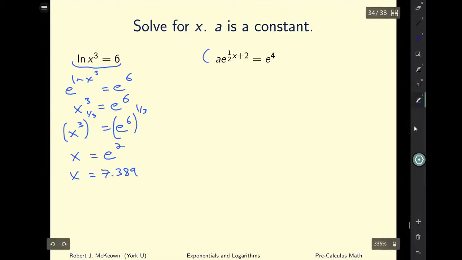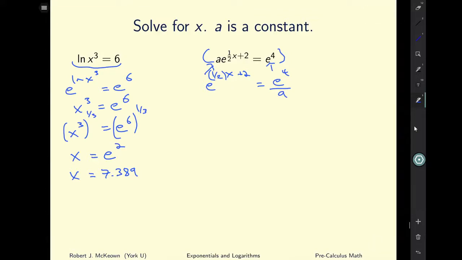Looking at our next problem, we can use the same procedure. Notice that on the right-hand side, this is just a number. E to the power 4 is just a number. And a is a constant number, so it's just a number. So maybe we'll move a over the right-hand side. So let's divide both sides of the expression by a. 1/2 x plus 2 is equal to e to the 4 divided by a.